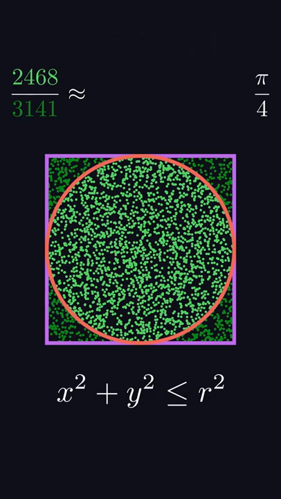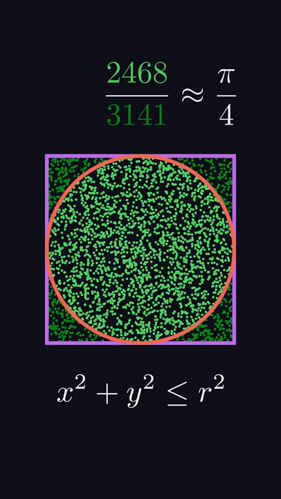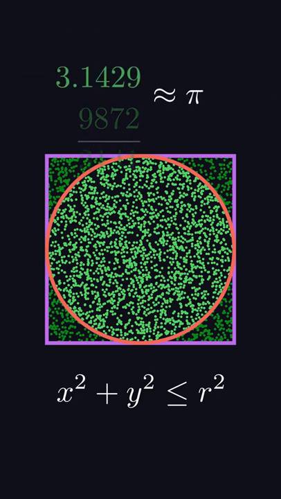Getting rid of all the stuff in the middle, we now have an approximation for pi over 4. Now, we just have to multiply both sides by 4 to get our approximation for pi, and it's pretty close.